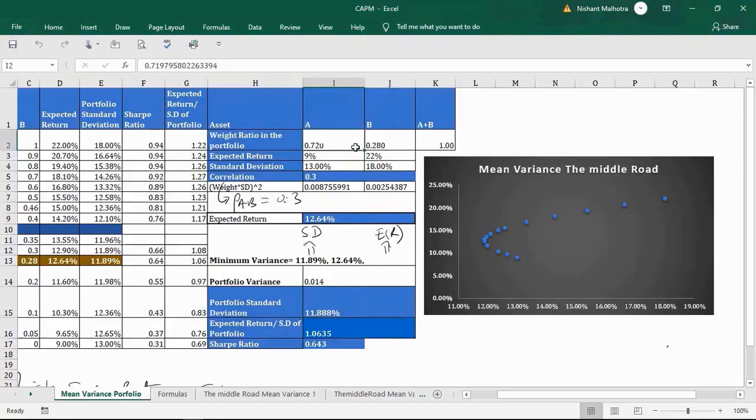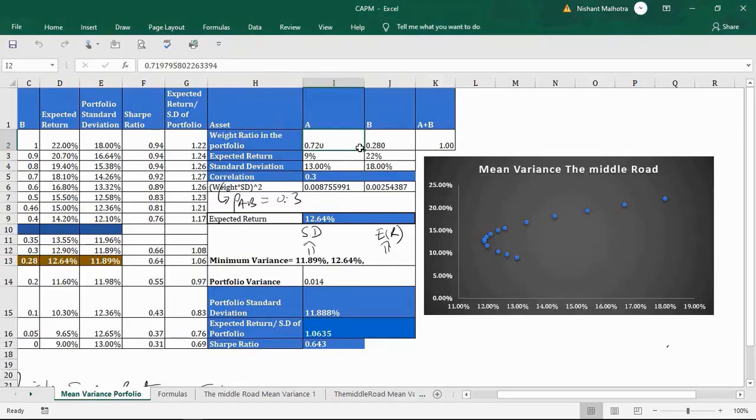See, the weightage has changed, giving 0.72. Basically the weightage is 0.7197, but I have rounded off to the second digit. So it means 72% of the portfolio would be in asset A and 28% in asset B. With this, you are able to get the figures.